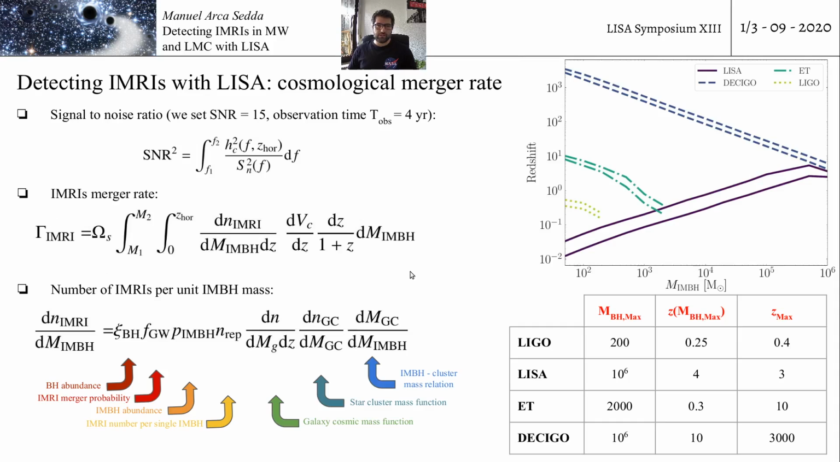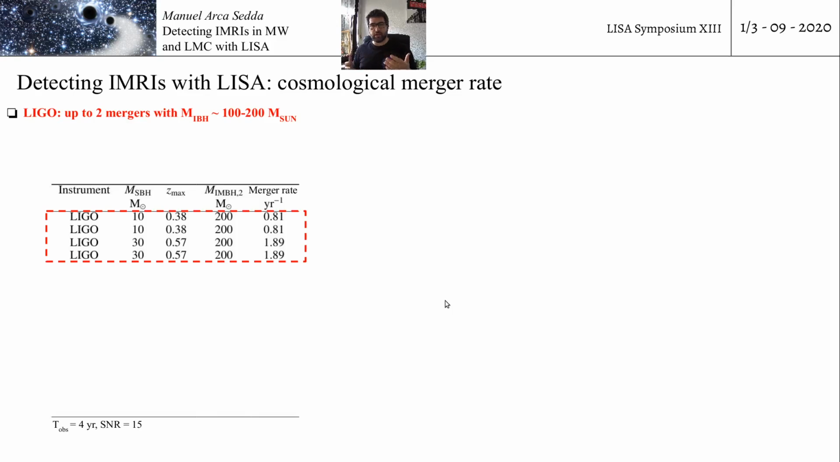That, as you can see in this equation here, mostly depends on this term, that is a combination of factors depending on the physics of the IMBH formation, the dynamics of IMRIs, and the cosmic distribution of galaxies, star clusters, and IMBHs. Now, when you put all together, you can perform the calculation eventually, and we did it for LIGO. As you can see here, LIGO might observe up to 2 mergers of an IMBH with a mass between 100 and 200 solar masses. This also means that O3 might contain already one of such IMBHs, and we are really eager to see whether this is confirmed or not.